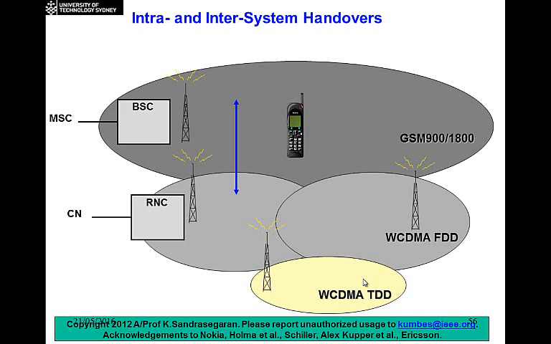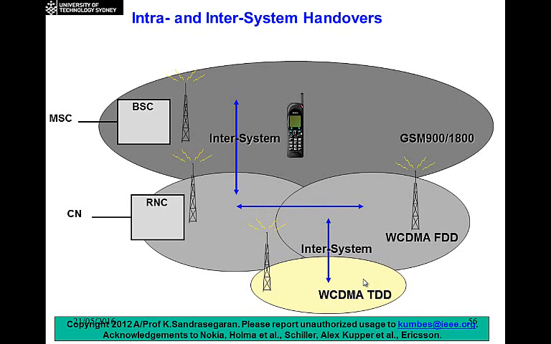Okay, so it's possible when you roll out your 3G network initially, it might not have nationwide coverage. So there might be areas in which you don't have 3G coverage, but you can have GSM coverage, in which case you want to do a handover from a 3G network to a 2G network. And it's also possible to have a handover from an FDD to a TDD system. That's also classified as inter-system handover.